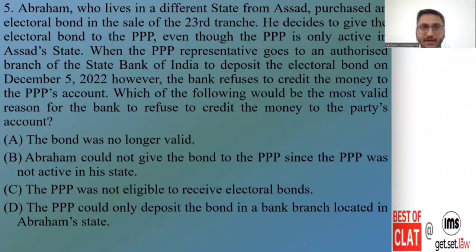The facts are like this. Abraham, who lives in a different state, wants to purchase an electoral bond in the sale of 23rd tranche. He decides to give the electoral bond to the PPP, who is from a different state, or is from Asad's state. When the PPP representative goes to an authorized branch of the State Bank of India to deposit the electoral bond on December 5, the bank refused to credit the money to the PPP's account. Here, which of the following would be the most valid reason for the bank to refuse to credit the money to the People's Party PPP account? Correct option would be option A.